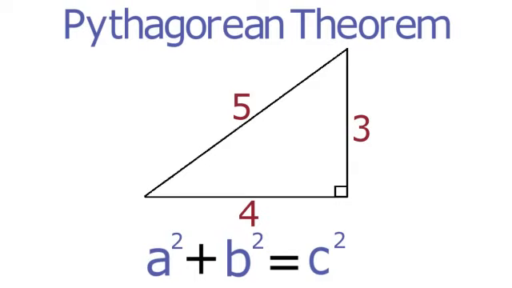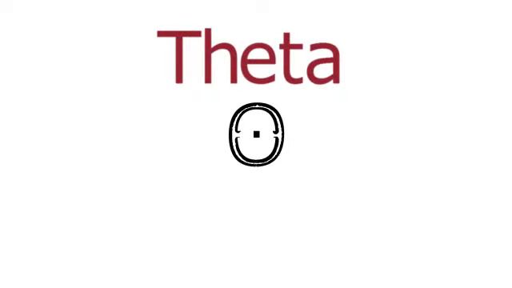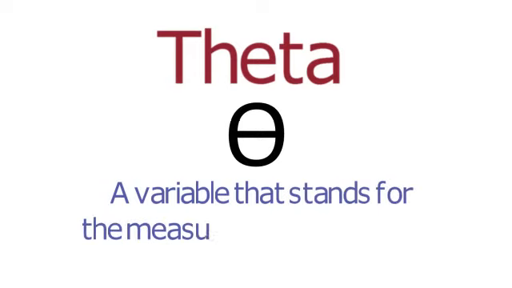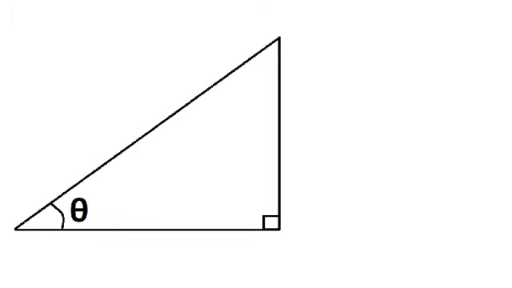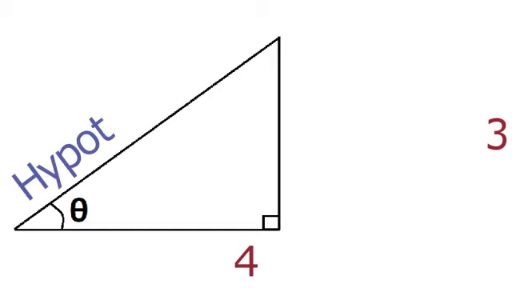In trigonometry, you work with right triangles in a new way. To begin, trigonometry uses a new variable called theta, which is a Greek letter. In trigonometry, theta stands for the measurement of an angle. For example, in this triangle, theta is the angle between the leg of the triangle with length 4 and the hypotenuse, which has a length of 5.